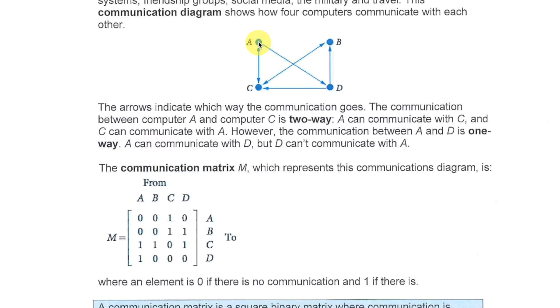So again, taking on the position from A, here we are from A to A, we place in a 0 because we cannot communicate with ourselves. From A to B, there is no direct communication, so we place a 0. From A through to C, there is a direct communication, so we place a 1. And from A to D, there is also a 1. And we just work our way through. So then we go from the position of B, position of C, position of D, and so on.